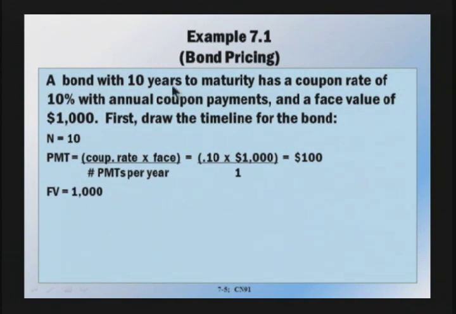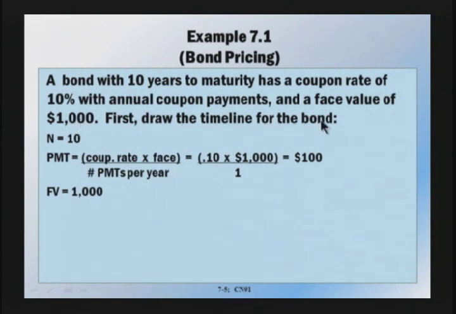So for example, 7-1, we have a bond with 7 years to maturity. It has a 10% coupon rate with annual coupon payments, and the face value is $1,000. That is the typical face value of a bond. So if we're not told otherwise, we will always assume that a bond has a $1,000 par or face value, and that's what will be paid at maturity.